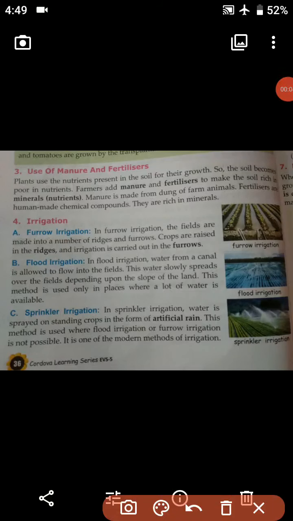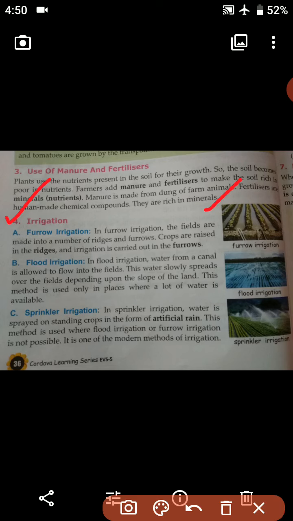So students, yesterday we completed till the uses of manures and fertilizers. Today we are going to start with a new topic, that is irrigation. While growing different crops, the main important factor is irrigation. That means water is very important in the process of growing crops.